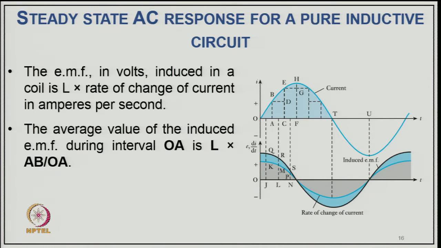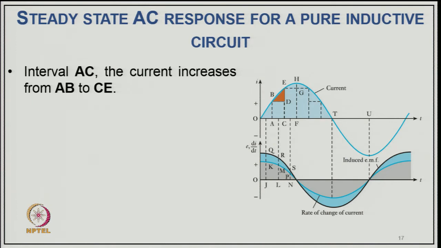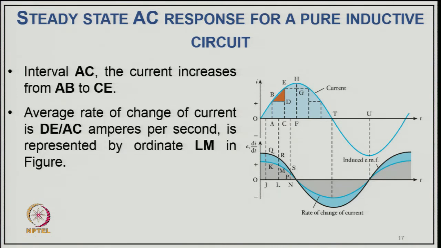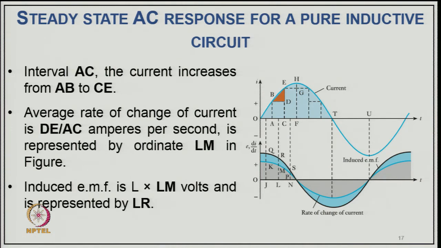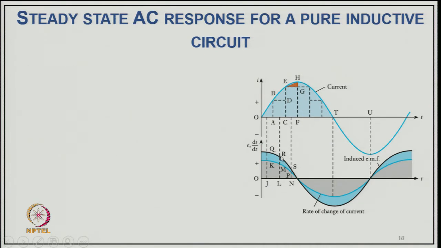And in this interval AC, the current increases from AB typically to CE, and the average rate of change of current is D upon AC, that is D upon the period AC ampere per second, and it is represented by ordinate LM. LM typically here in this figure, and the induced EMF is L into LM in volts and represented by LR from here to here.